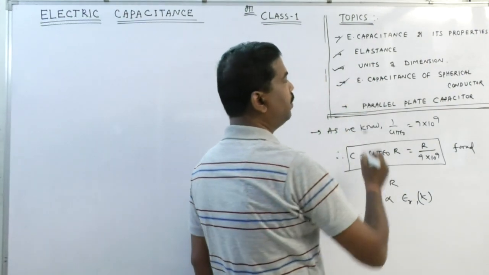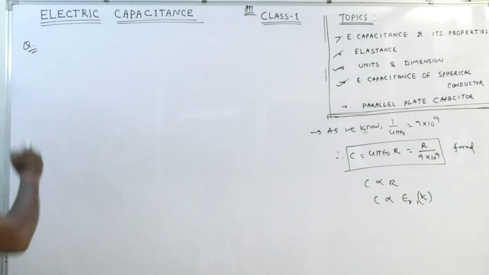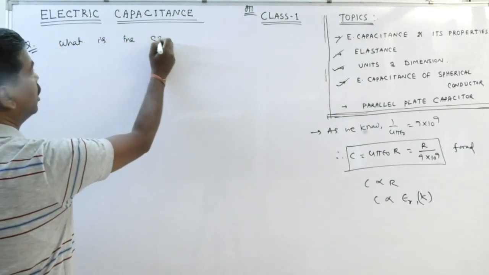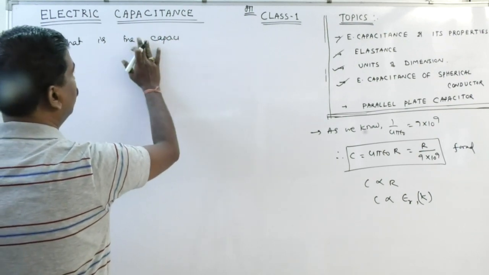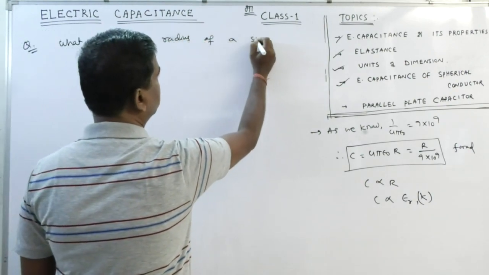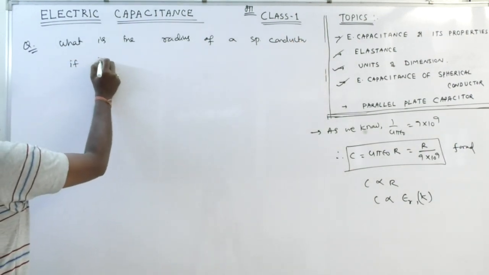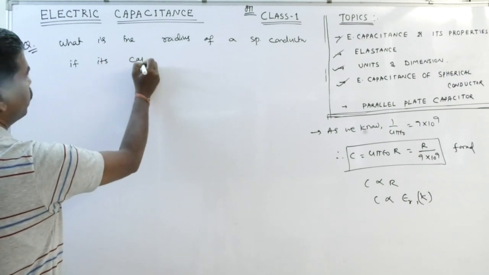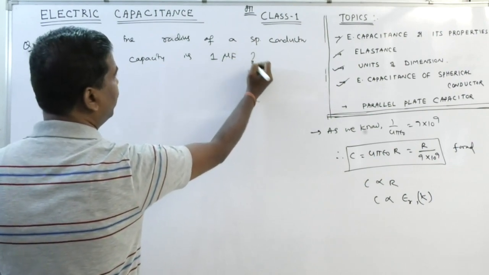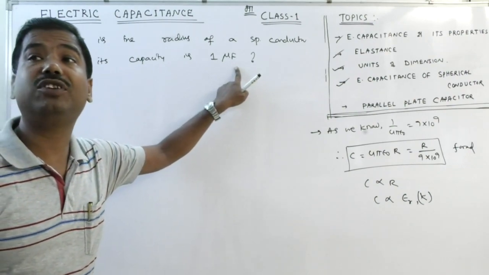This is about the electric capacitance of a spherical conductor. Now, parallel plate. Before going to that, we should discuss a question. What is the radius of a spherical conductor if its capacity is 1 microfarad? Listen to me. Here, capacitance is given and we are asked for the radius.